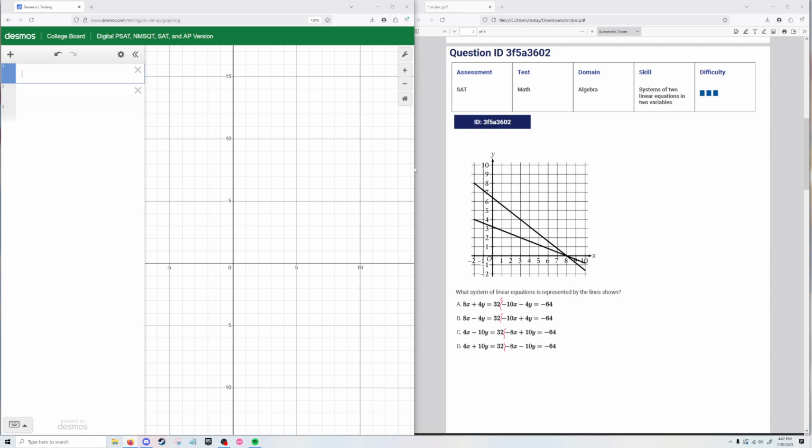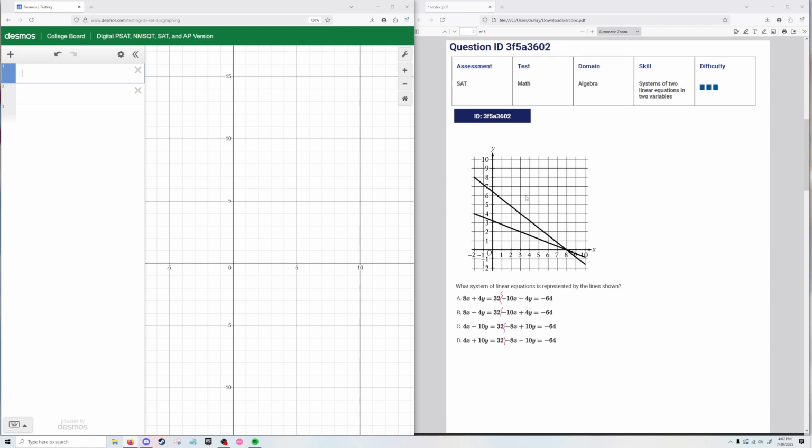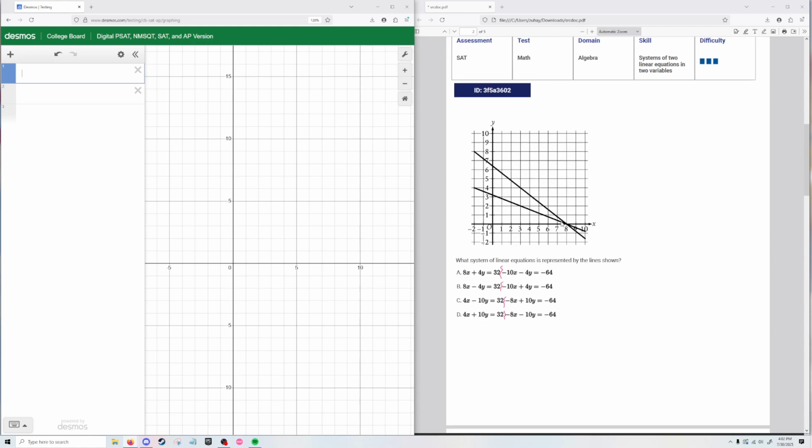So this question right here is asking what system of linear equations is represented by the lines shown, and then they give us a bunch of equations here, right? Now, normally this would take a pretty long time because you'd have to find the equation of one line, find the equation of another, and all of these look pretty similar. But the easiest way that you can do this and save many minutes of your time is just plugging and chugging every single one of these equations. So I'm going to do that right now in Desmos.